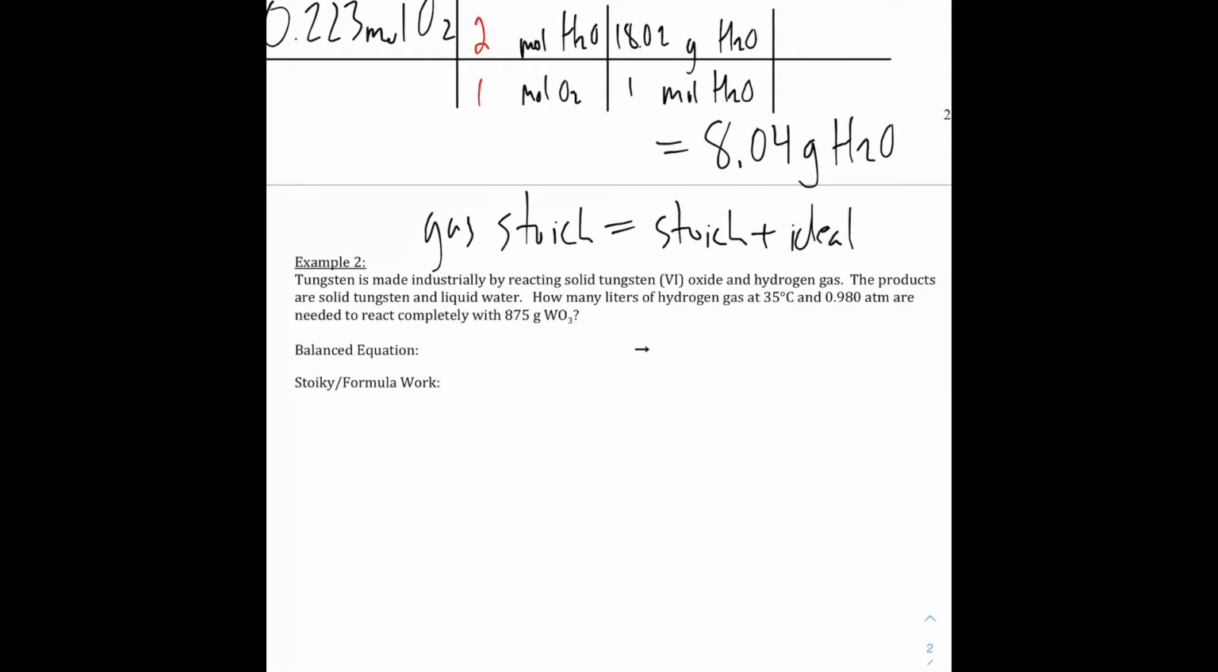Tungsten is made industrially by reacting solid tungsten 4 oxide and hydrogen gas. The products are solid tungsten and liquid water. I'm going to stop right there. We are not given a balanced equation, so we have to make it ourselves. You cannot do stoichiometry without a balanced chemical equation.